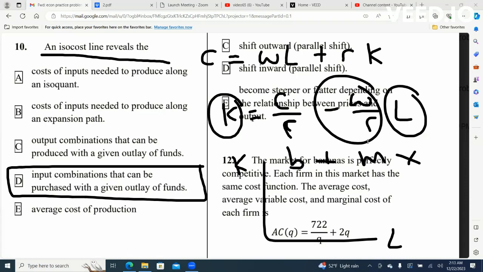Okay, so we can talk about that, but we don't need to. They're just talking about W and R, the slope W over R, so that's all that's going to be.